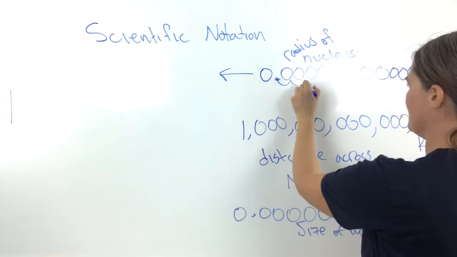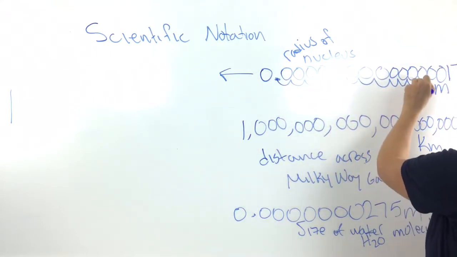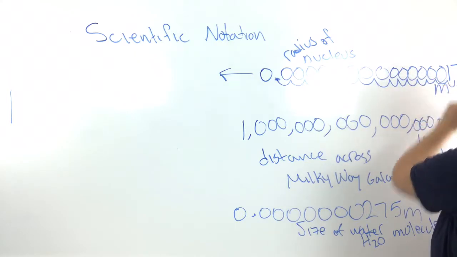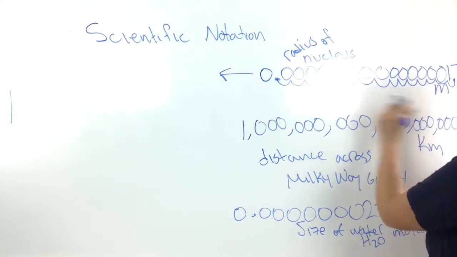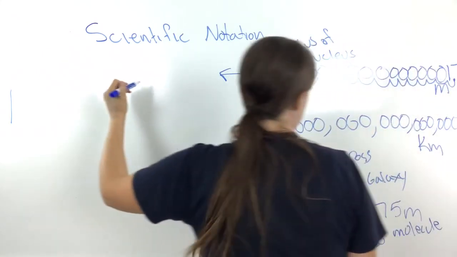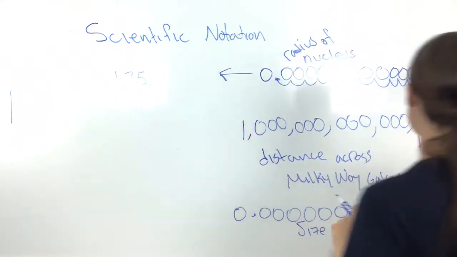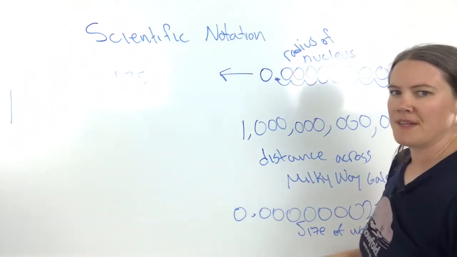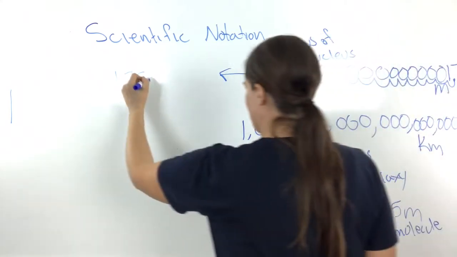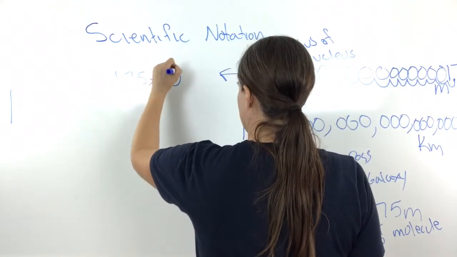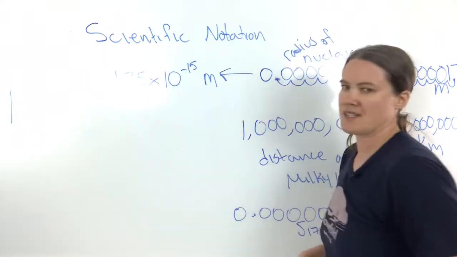1, 2, 3, 4, 5, 6, 7, 8, 9, 10, 11, 12, 13, 14, 15. So I moved the decimal point 15 places. I moved the decimal point to put it between the 1.75. I moved it 15 places to the right, so times 10 to the negative 15. And this number is in meters.